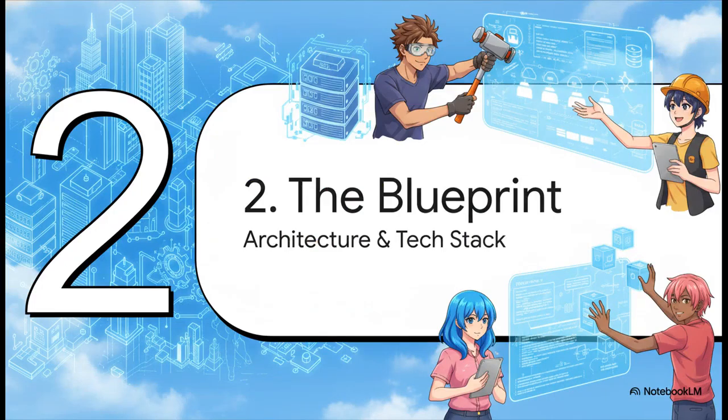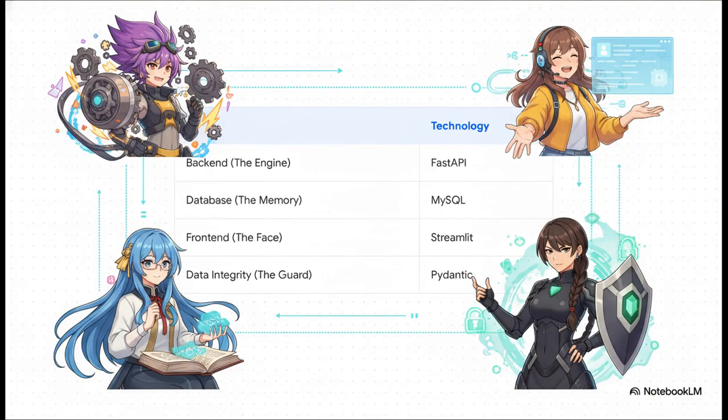Okay, so you wouldn't build a house without a blueprint, right? It's the same thing here. Before we write a single line of code, we need to map out our full-stack blueprint. We have to choose our tech stack, basically the set of tools we're going to use to build this thing. Now, what's really interesting here is that we're using what's called a decoupled architecture. Just think of it like a highly specialized team.